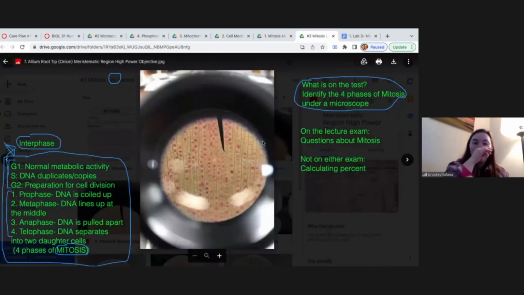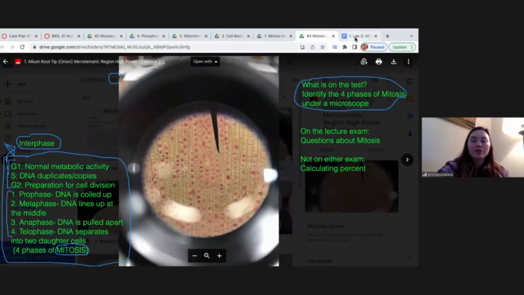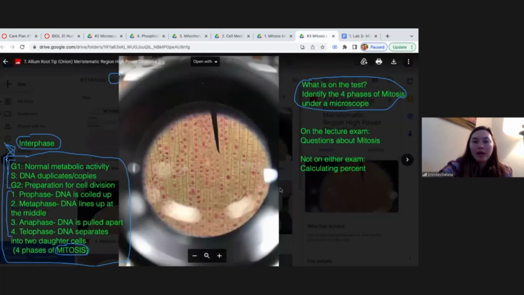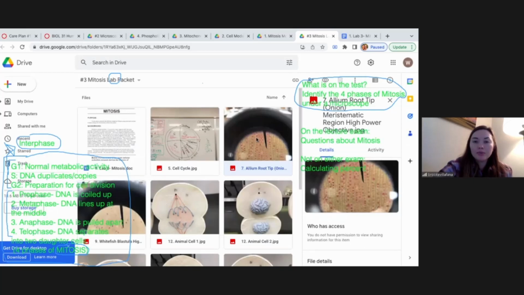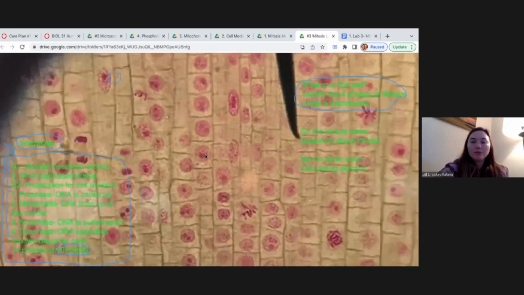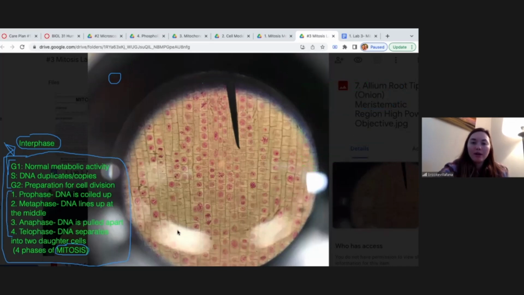Okay, so here we go. Here is an onion root tip. This question asks you to obtain a slide of onion root tip. I have it labeled allium root tip. So you're going to open that, and this allows you to complete the packet at home. If you wanted to do this weekend, you're welcome to using this packet. And obviously right now I'm also going through it with you, so we're doing it together. So we're going to do what's on the test. Identify the 4 phases of mitosis. That's our goal right now.